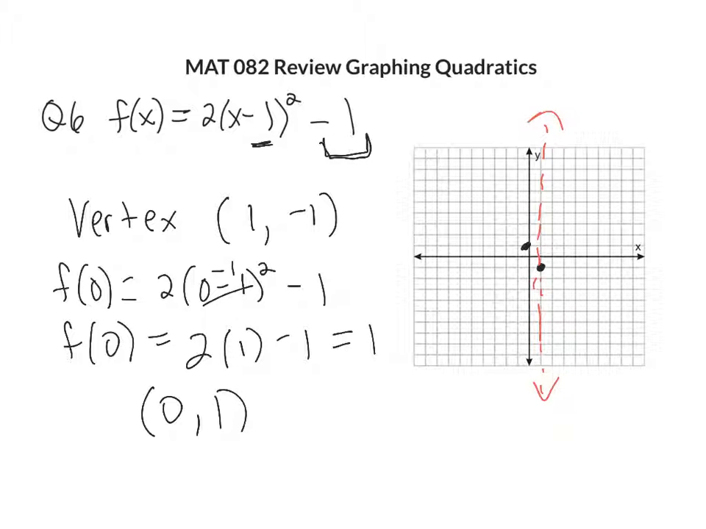And if I have a point 1 away from the axis of symmetry there, it'll be another point on the other side of the axis of symmetry. Now I can connect my points to draw my parabola.